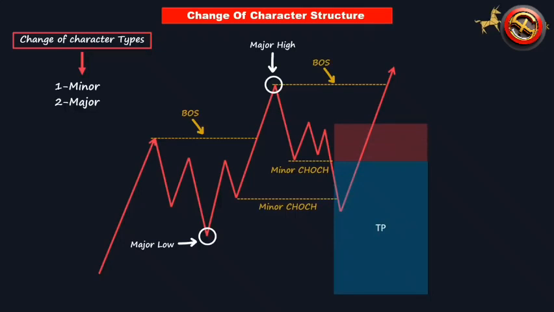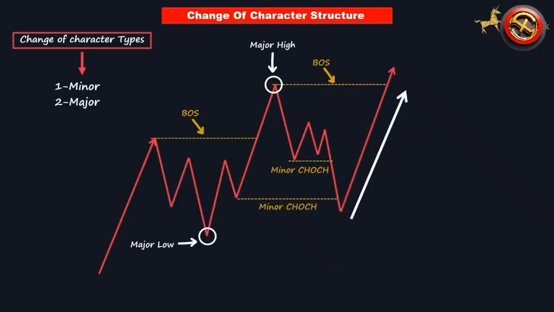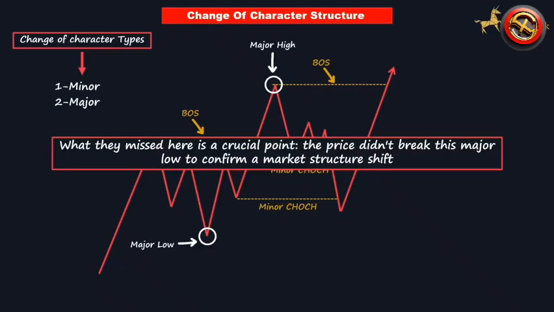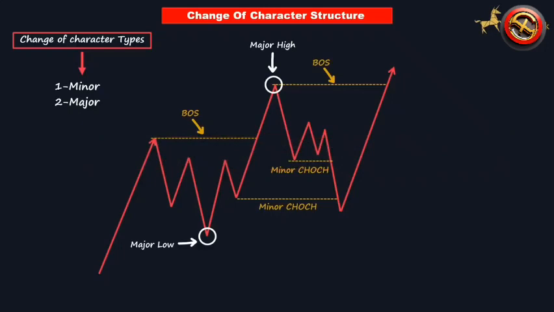They typically place their stop loss just above this internal high. However, contrary to their expectations, price, after making a brief retracement, went back up and continued its bullish movement. This resulted in hitting the stop loss of traders who had taken short positions. They often fail to realize why their stop loss was triggered by the price, and unfortunately, they repeat these actions repeatedly. What they missed here is a crucial point. The price didn't break this major low over here to confirm a market structure shift. They shouldn't have entered a short position until the price broke the last major low to the downside.